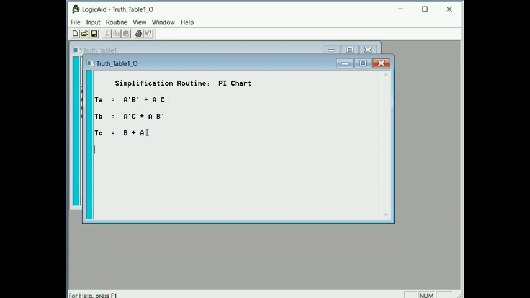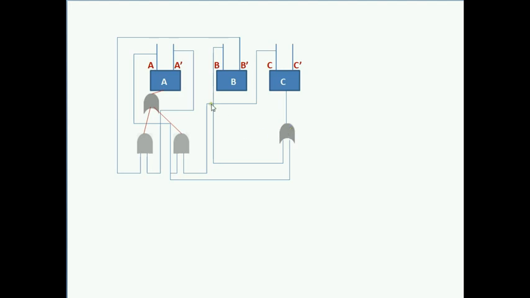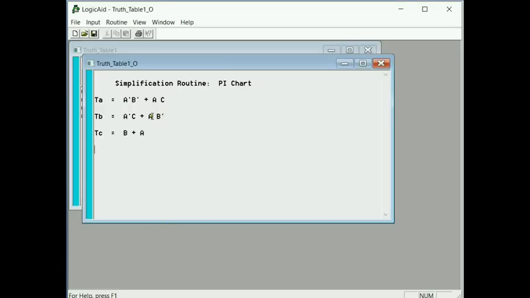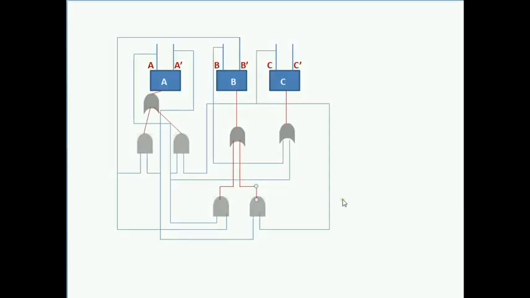I'm going to build TC next because it's easy. So here I have B or A, and the last one is A' C or A B'. And here I have the last of it, with this one doing the C and A' signal, and this one doing the B' signal and the A signal, all together into B. And this is the completed design.